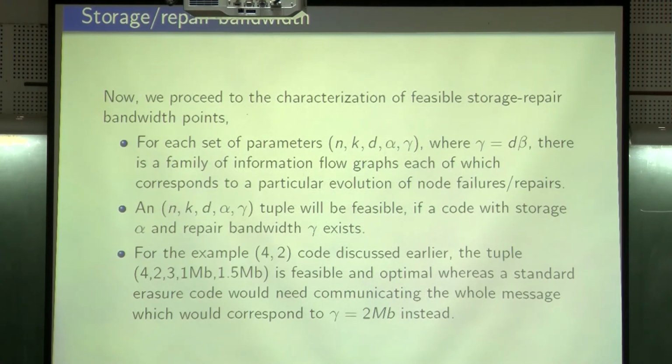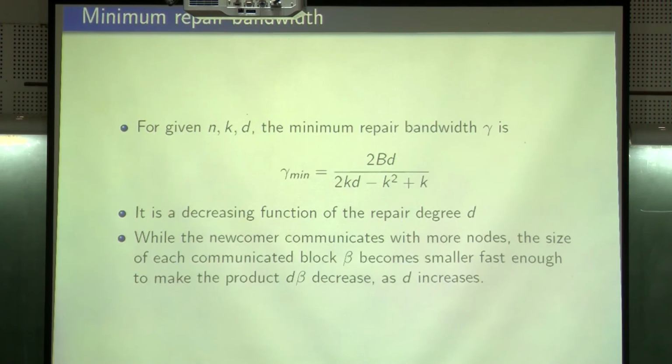In the example that we considered, (4, 2), very clearly it has the tuple (4, 2, 3), with d equal to 3. Remember, d can be anywhere between k and n minus 1, so you will see some constraints on d in a minute. For this 1 MB file, 1.5 MB total bandwidth is feasible and optimal, whereas the standard erasure code would require communication of 2 MB. That's the type of argument for the storage repair bandwidth.